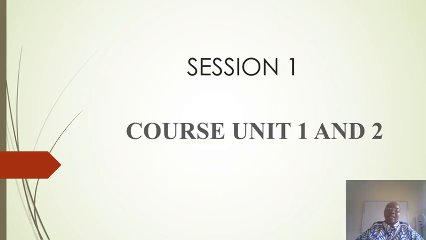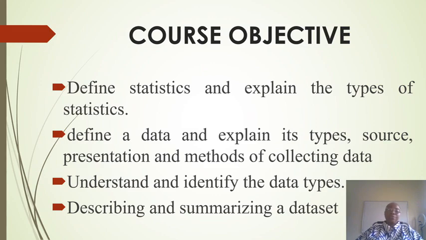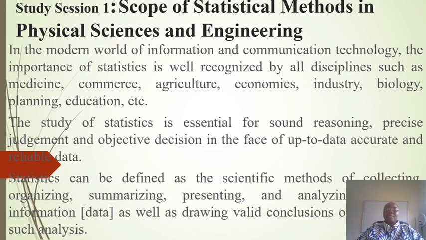Section 1 comprises 2 units. It's a 2-unit course and it comprises Unit 1 and 2. What are the objectives of the course? The objectives of the course are to define statistics and explain the types of statistics, define data and explain its types, the source, presentation and method of data collection, understand and identify the data types, and also describe and summarize a data set. Study section 1, scope of statistical method in physical sciences and engineering.